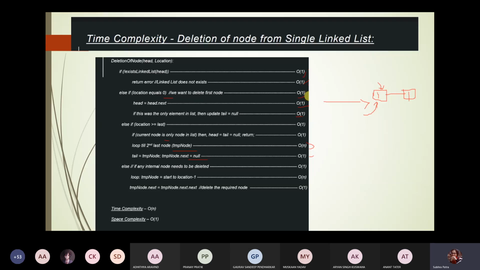Else condition, any position in between. You are looping from the start to the position before the one you want to delete, so location minus one. In the worst case that will be order of n. Then you do the required assignment, which will be order of 1. So time complexity is also order of n here. Okay, is this clear for deletion?